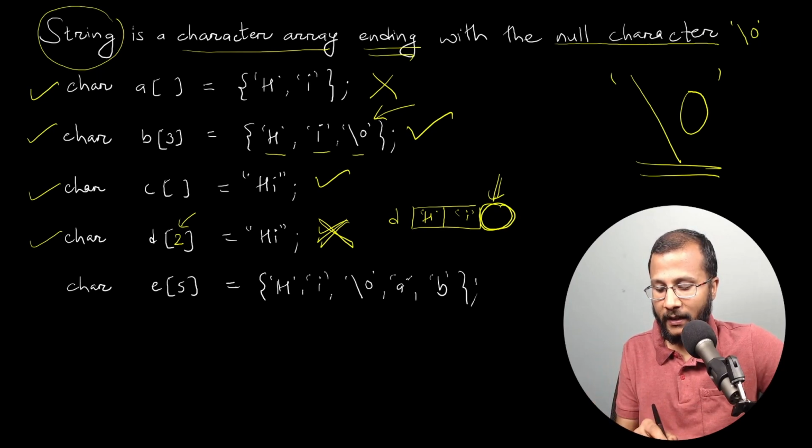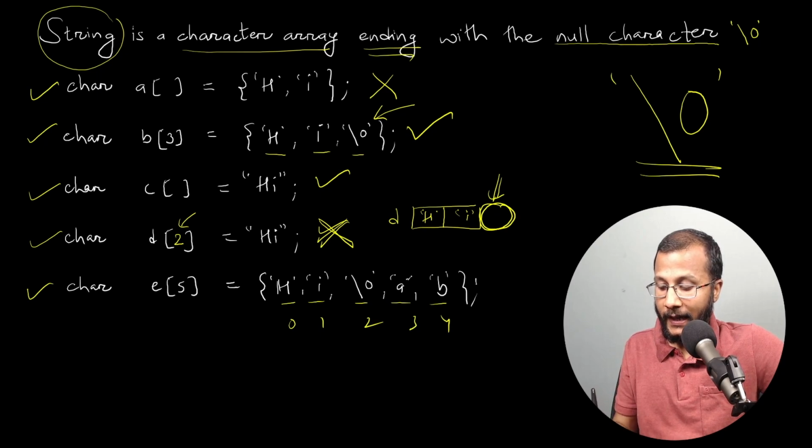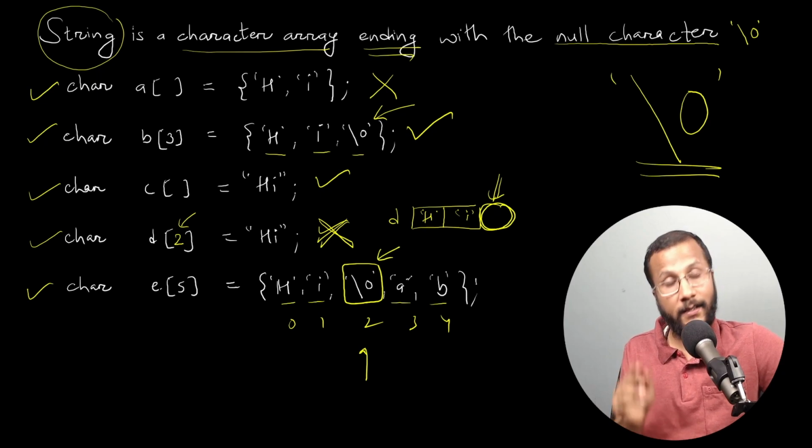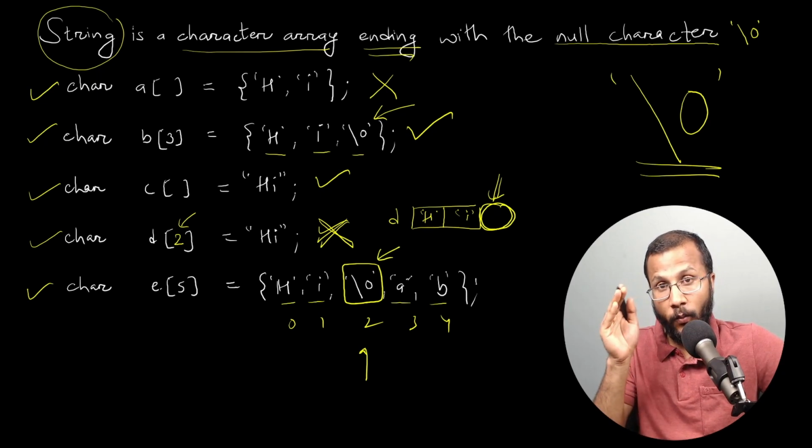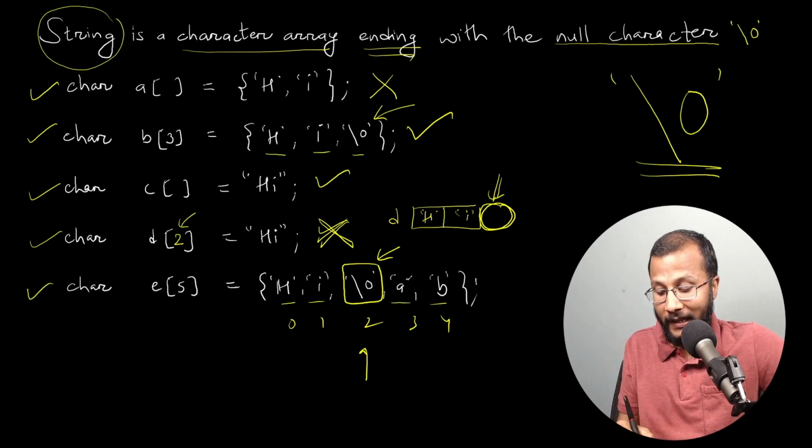What about the character array E? In character array E, you see there are 5 characters, 1, 2, 3, 4, 5. That's okay, right? I've got the null character here at index 2. At index 2 I've got this null character, so I say this is the end of my string. So I say E is a valid string. But what is there in E? In E, there is this string called "hi".